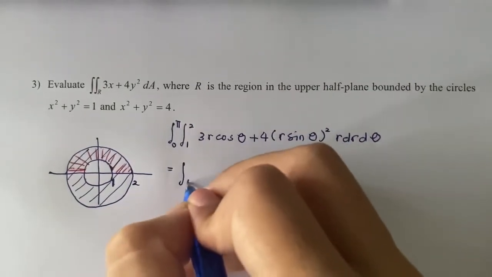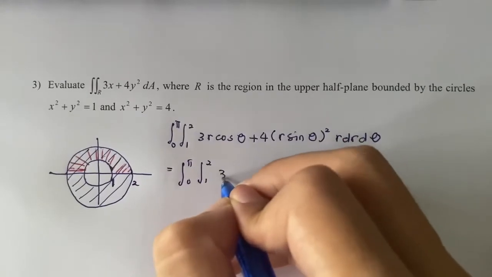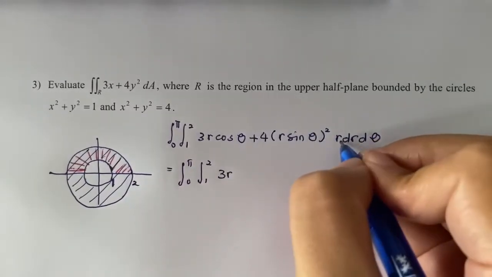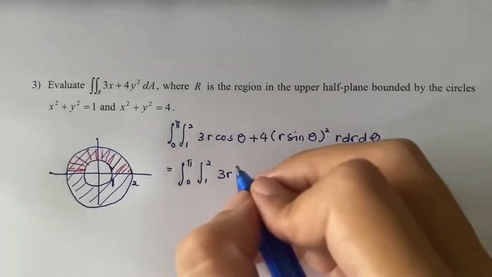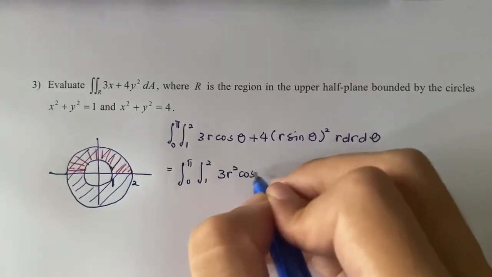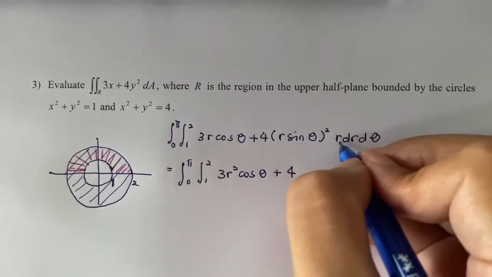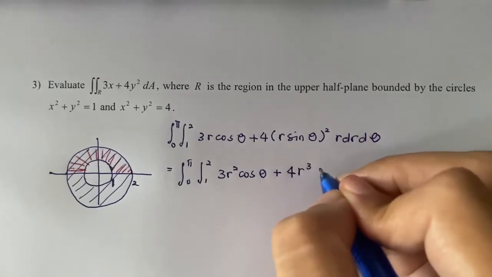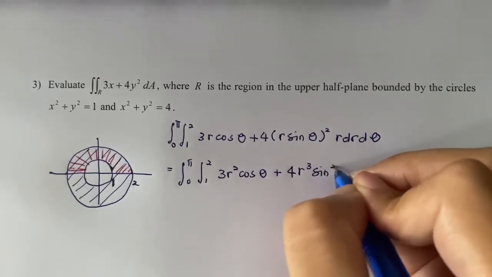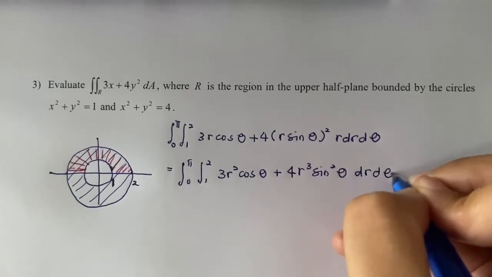Then for this one, simplify this. You have 3r square. Do not forget this r. Okay, so 3r square cos theta plus 4r square multiplied by r. Here we have 4r cube sine square theta dr d theta.